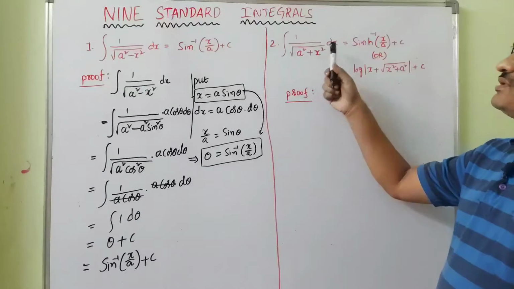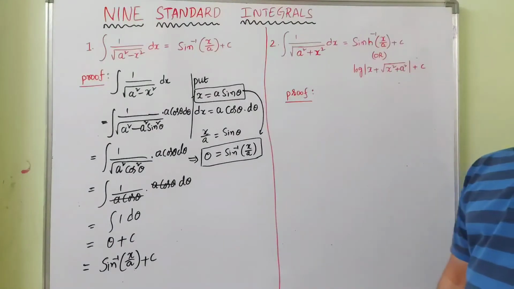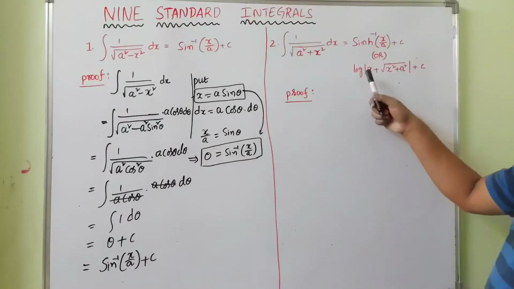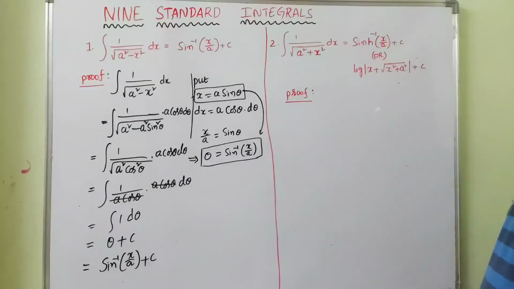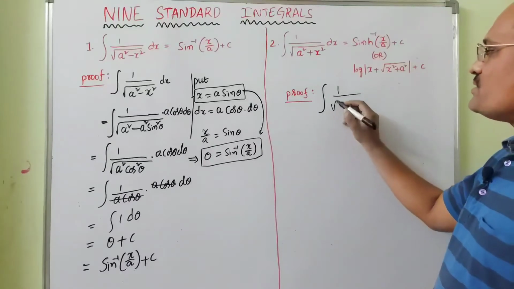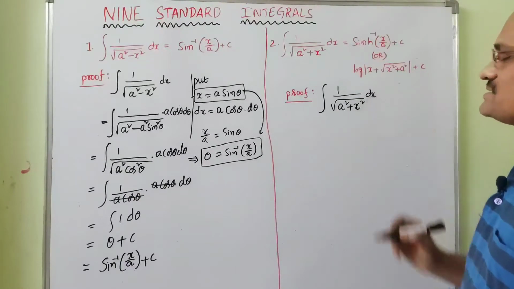Now I am moving to second standard integral. Integral of 1 by root a square plus x square dx equal to sin h inverse of x by a plus c. H means hyperbolic sine, or log mod x plus root x square plus a square plus c. Students, as usual, take LHS. Integral of 1 by root a square plus x square dx.